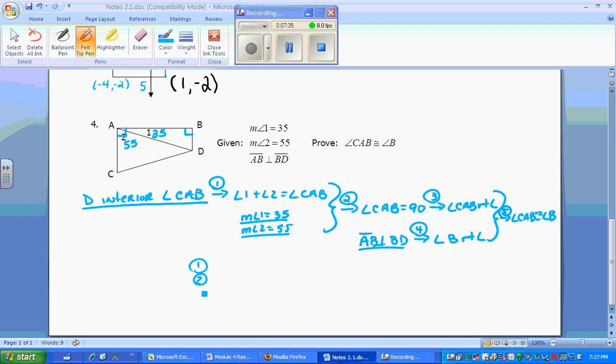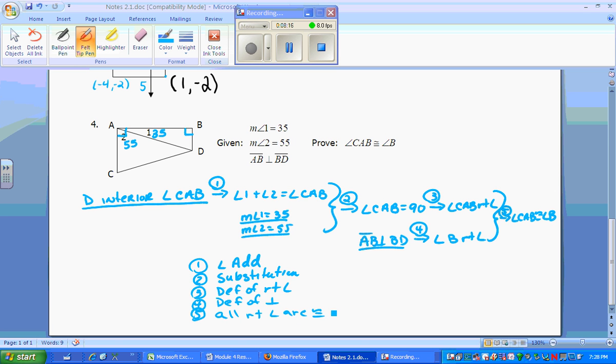We need to list our reasons to the proof. 1, because you see interior and you needed to do the angle addition. 2, we're plugging in the numbers to get 90, so that's substitution. 3, if something equals 90 and you call it right, it's definition of right angle. We went from perpendicular to right angle, which we learned today, definition of perpendicular. And if two things are right, you could say they're congruent because of all right angles are congruent.